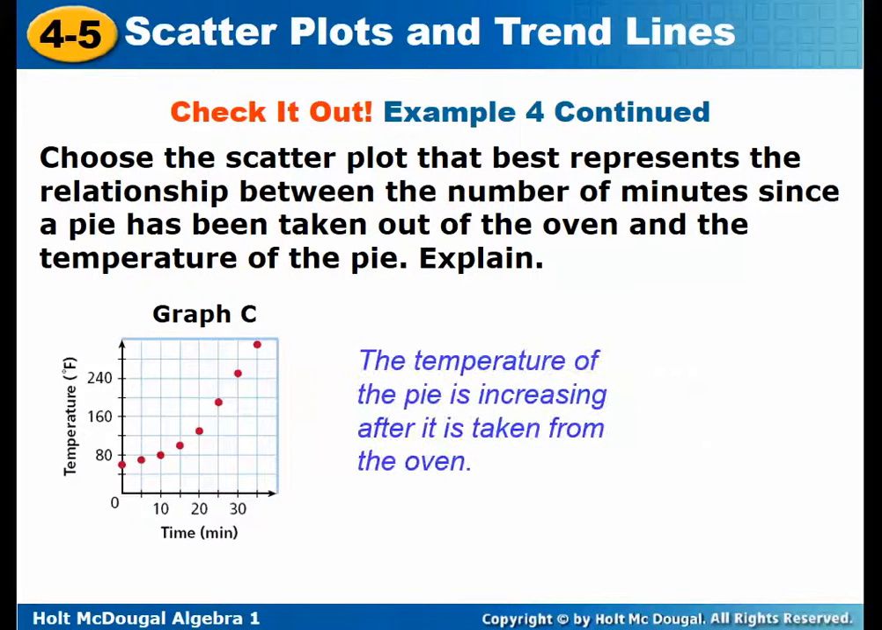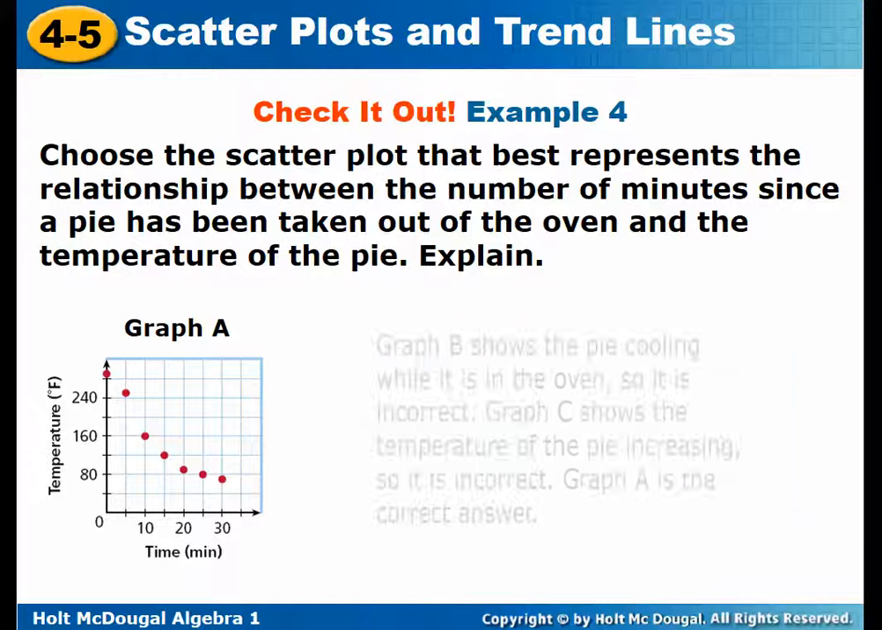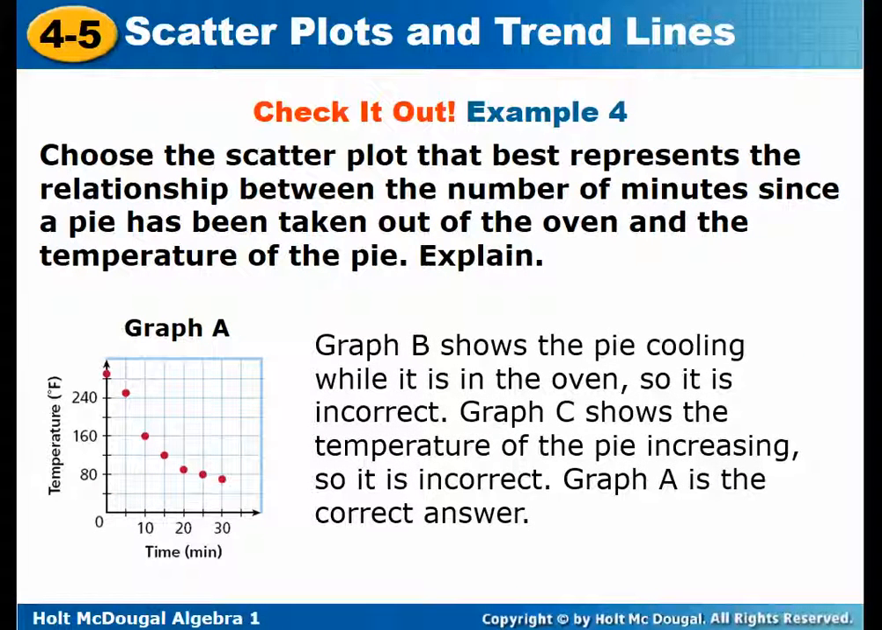Graph C shows that after you took the pie out of the oven, it warmed up. So there's something wrong with your house or your oven if this is the case. So the best answer here would have been A, because A shows the pie cooling off gradually after you took it out of the oven.